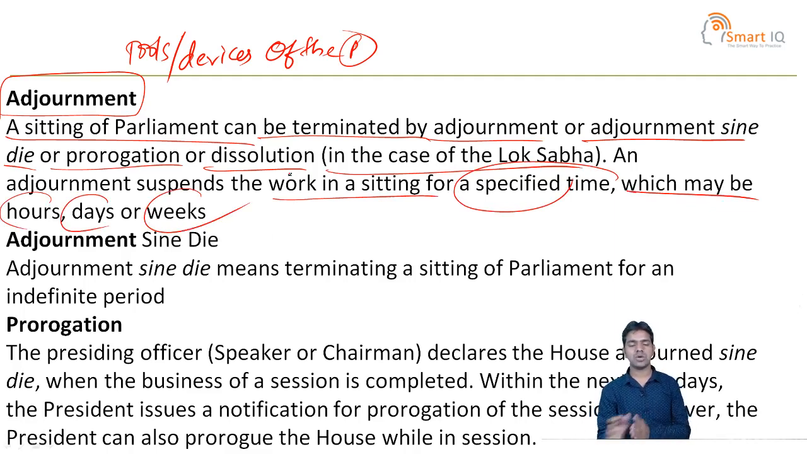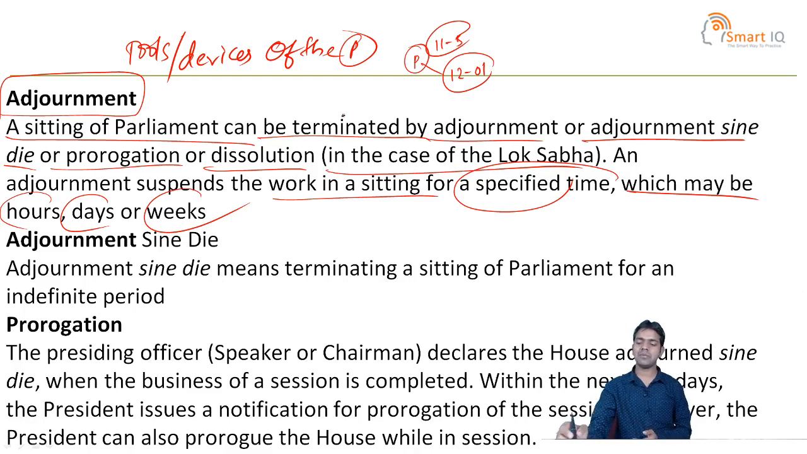What is meant by adjournment? The sitting of the parliament can be terminated by adjournment. For example, today's parliament session started at 11 and is to run until 5. At that time some dispute arises in the houses, and the speaker adjourns the house from 12 to 1 o'clock. That is called adjournment.